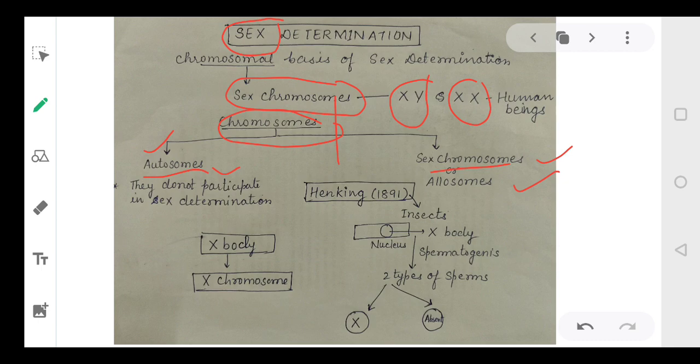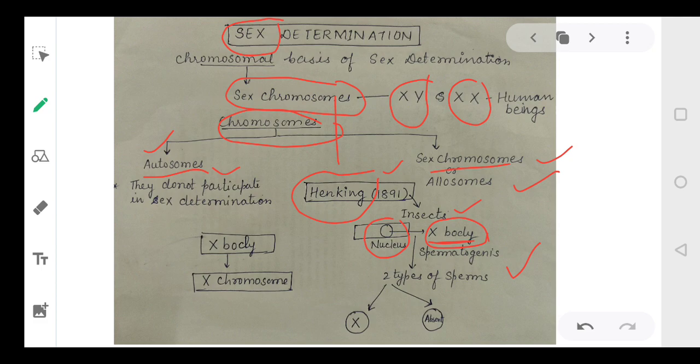Now basically this word sex chromosome, there was a scientist named Henking in 1891. He conducted a study on insects, and he observed that in the nucleus of the insect cell there is a body present. And this body he detected during spermatogenesis. And this body he named X body.